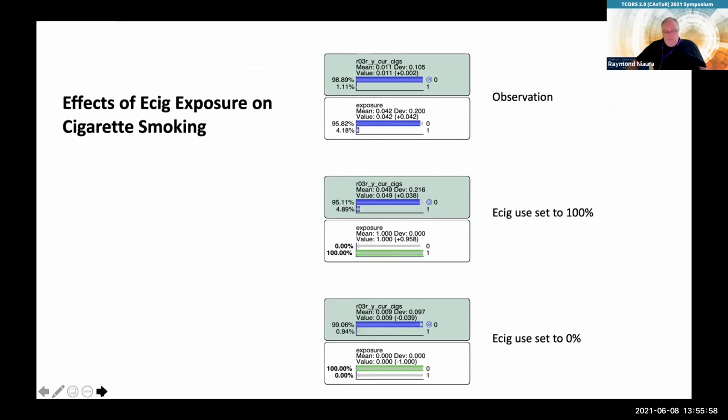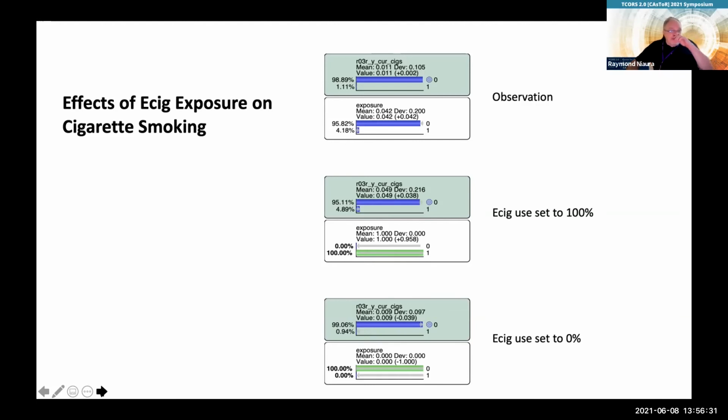And I know I've got about 2 minutes left, so this will be the last slide. The other thing you can do with Bayesian networks is set evidence. At the top panel of the slide, you see the data as they're observed. About 4.18% of this youth population used e-cigarettes at wave 2, and of those, 1.1% actually smoked a cigarette. Remember, I told you that the event rates were really, really small at the beginning.